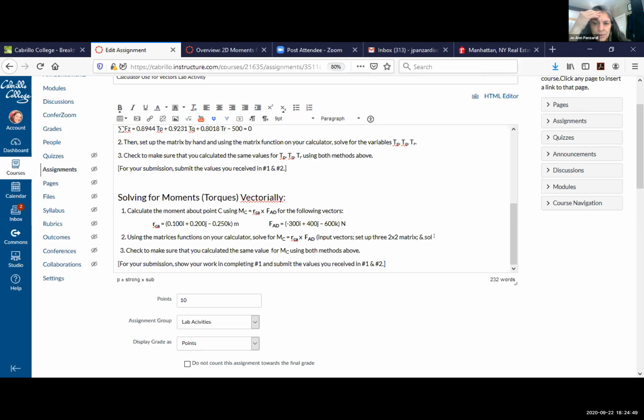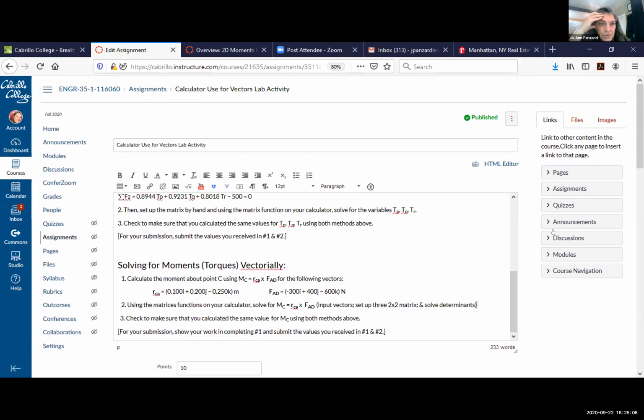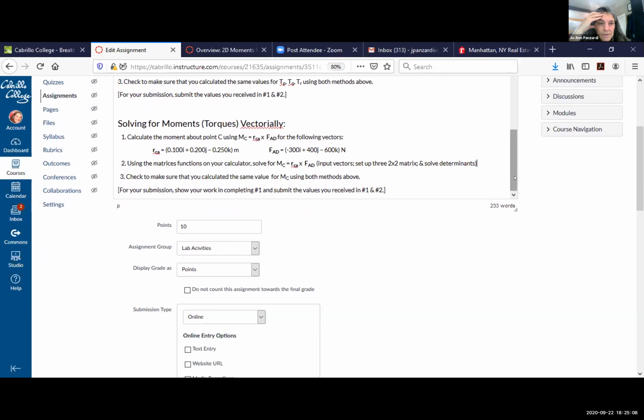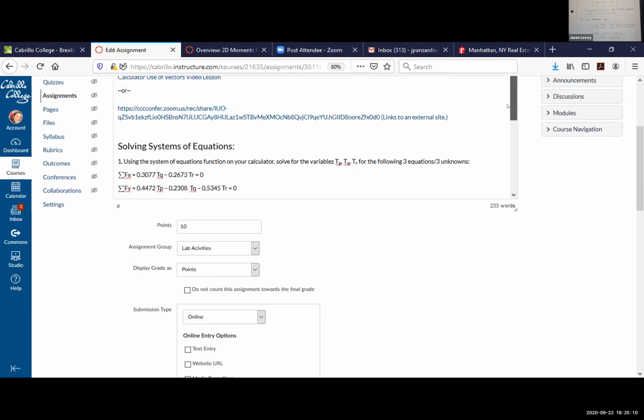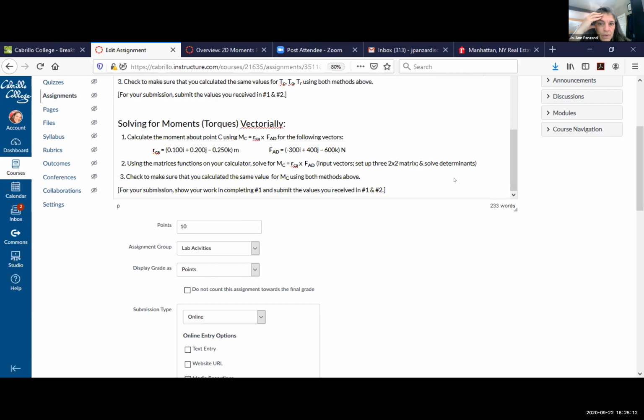Input vectors, set up 3 2x2 matrices, solve determinants. I don't know. We'll see. I just think that I'm going to get more questions now. The idea is they should just watch the videos that I put on here. But you don't demonstrate using a determinant in the video. Okay. All right, let's try it.